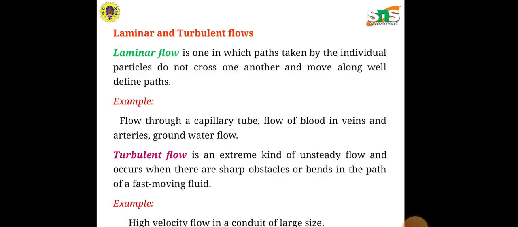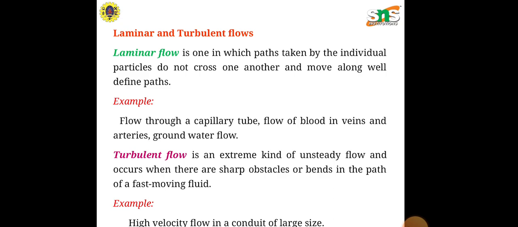Turbulent and laminar flow. In laminar flow, the velocity is constant or the flow of a fluid layer will not disturb the other layer. It will be a streamline flow in which the paths taken by the individual particles do not cross one another and move along well-defined paths. Examples are flow through a capillary tube, flow of blood in veins and arteries, and groundwater flow.